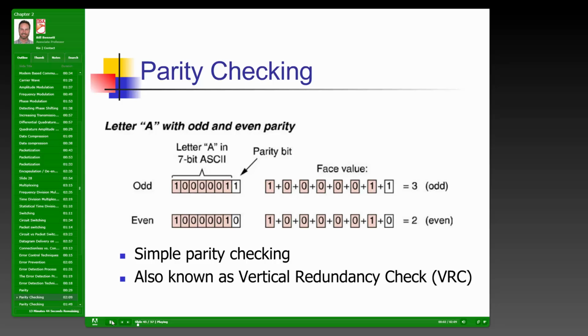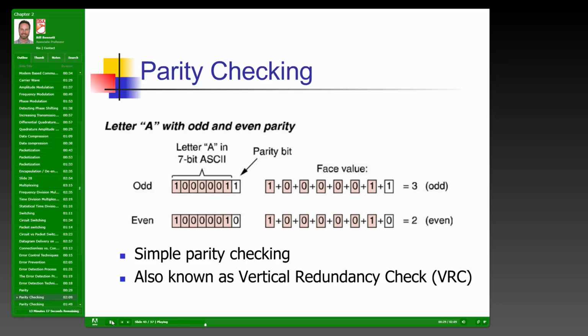Okay, so this is how parity checking works. This is the letter A again that we're going to be transmitting. And there's two different types of parity, by the way. There's odd and even, so we show you both examples here. There's odd parity and even parity. Both ends need to know that they're using a particular type of parity. So the sending end and the receiving end both need to agree that they're using odd parity or even parity.